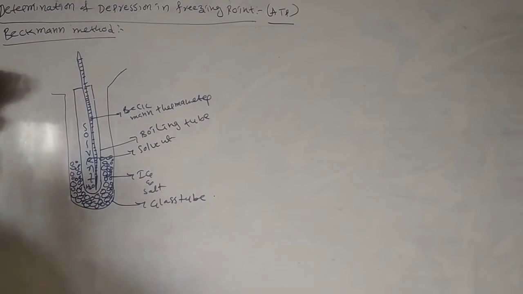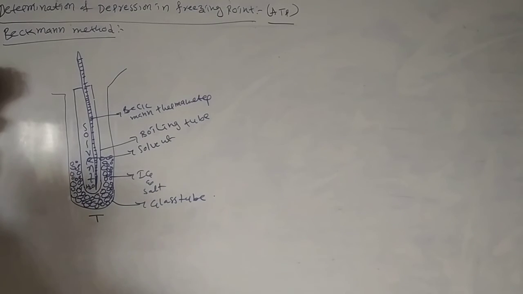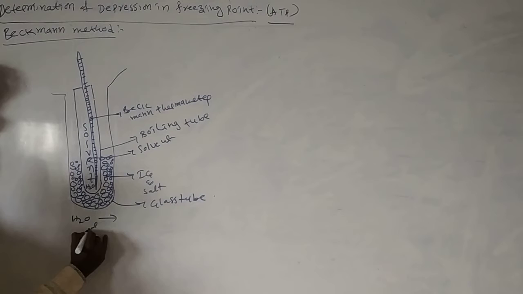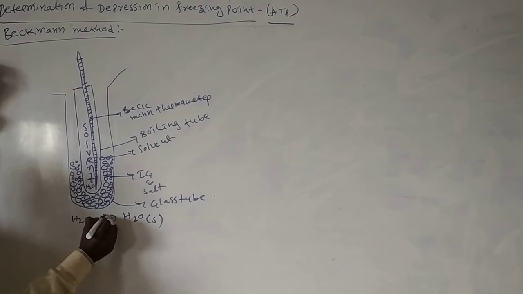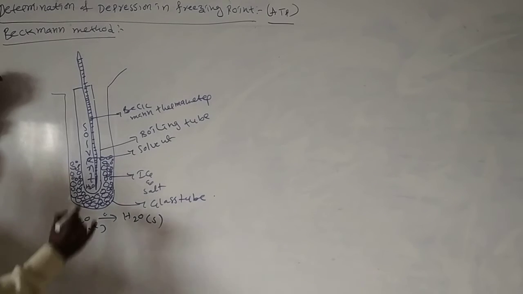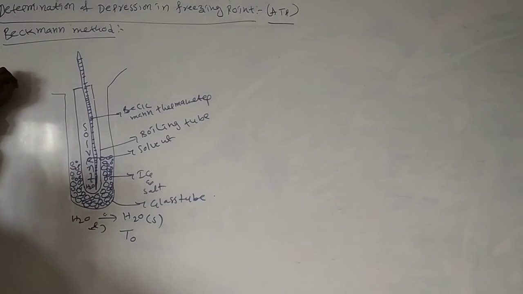Keep water here in the boiling tube for 10 or 15 minutes. What happens here? Ice and salt cool the water, applying some pressure, and it will solidify. It will freeze. Solidification means the freezing point: liquid water converts into solid water at a particular temperature. That point is called the freezing point of water.